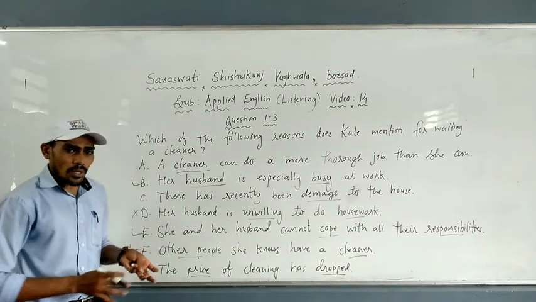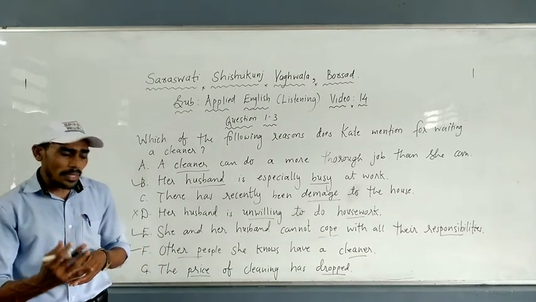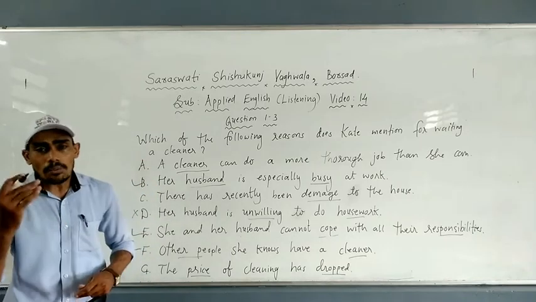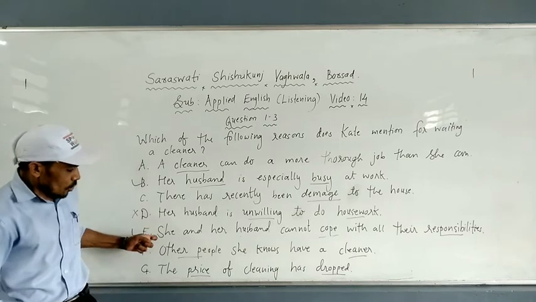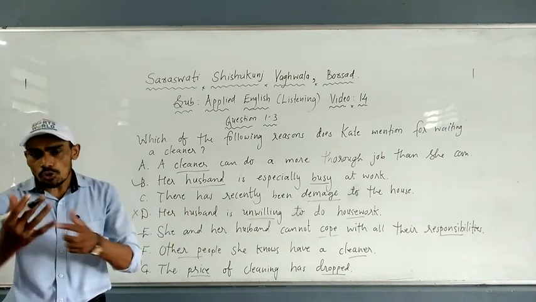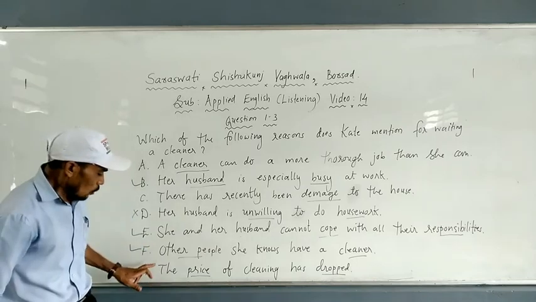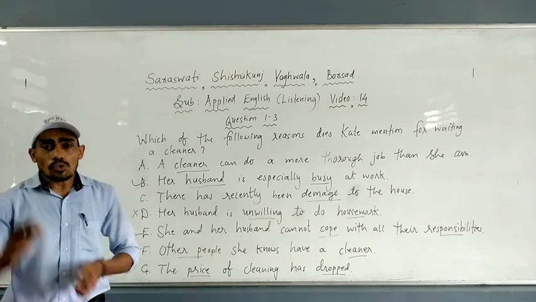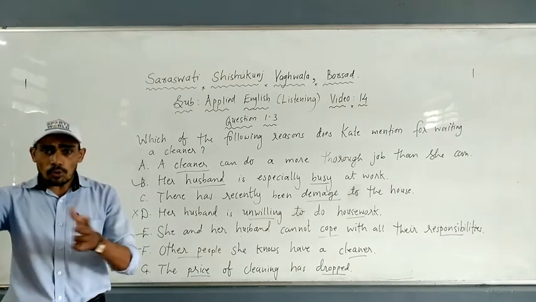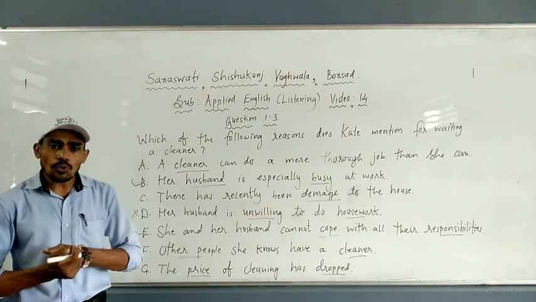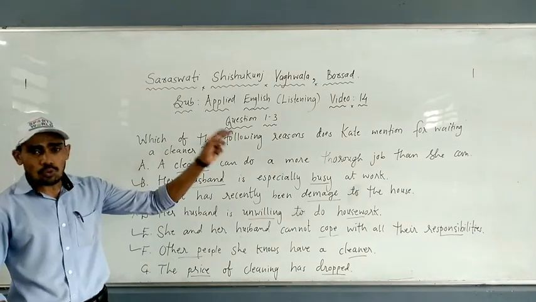But finally, students, when you listen very carefully, you get the 3 options: her husband is especially busy at work, and she and her husband cannot cope with the responsibilities. Why? Because you do a lot of work. And the third option, other people she knows have a cleaner. So these are the 3 options that you get for questions 1, 2, 3.